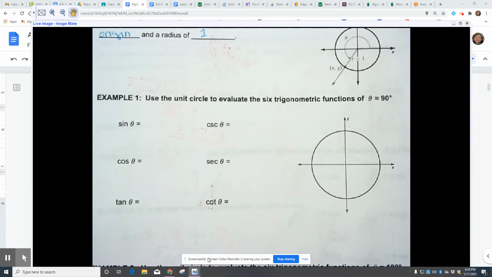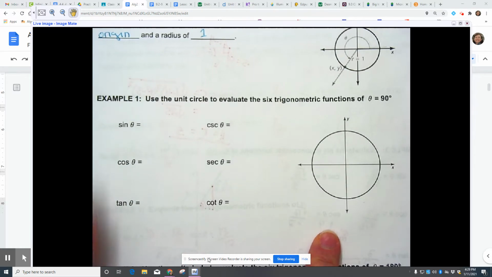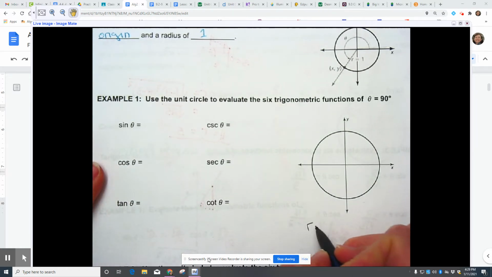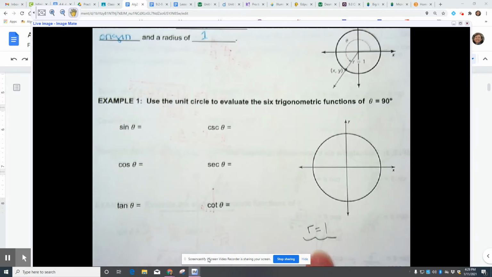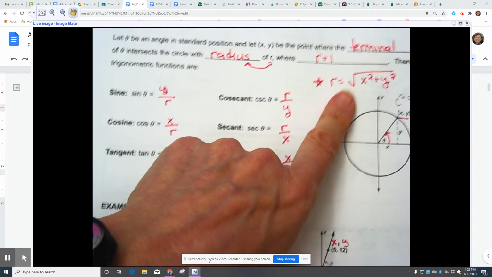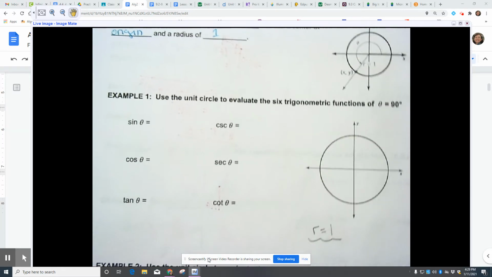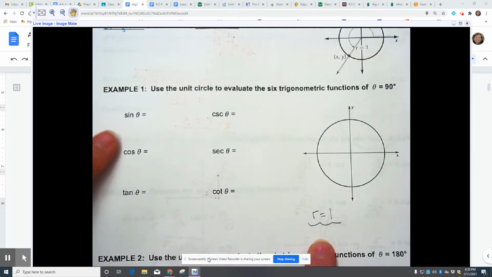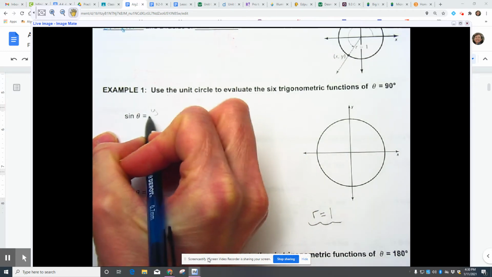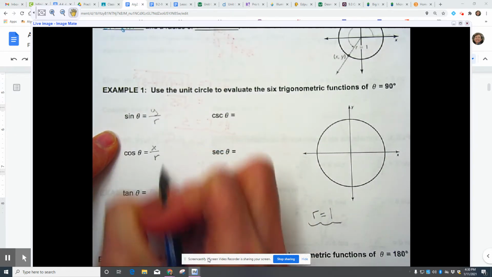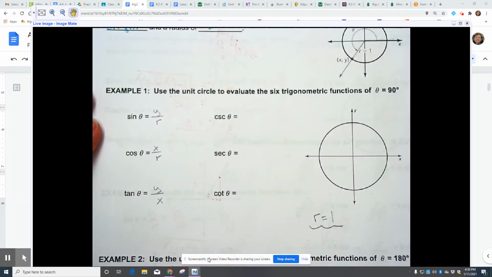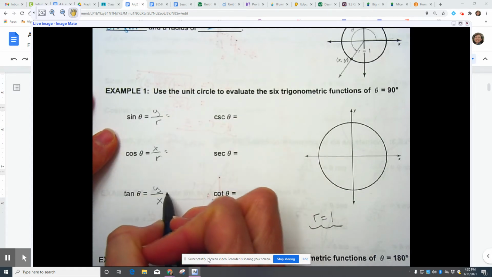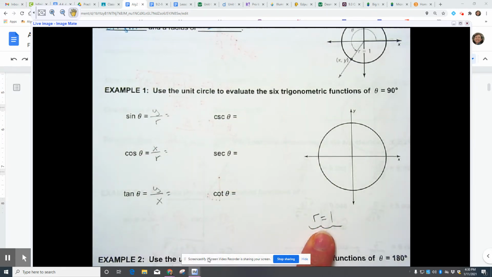So let's look at this. This is just like what we did in the first part, except for this problem, our r is always going to be 1. Whereas in the first part of 9.3, we calculated the r. Remember, we used this formula? Well, now for the unit circle, r is always 1. So we're still going to use y over r, x over r, y over x, like we did in the first part. But this time, the r is always going to be 1.